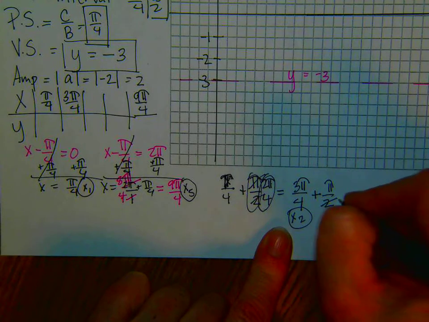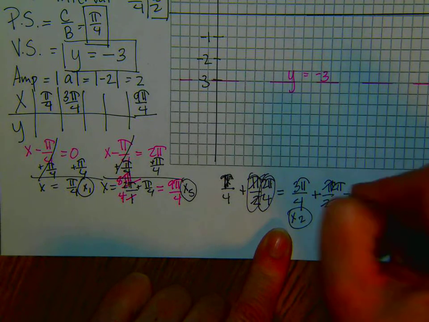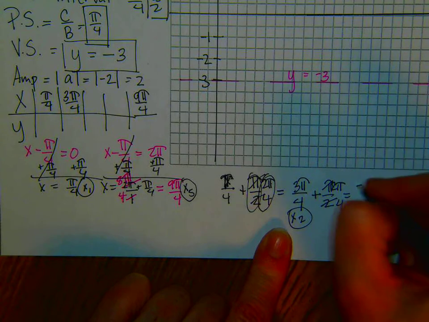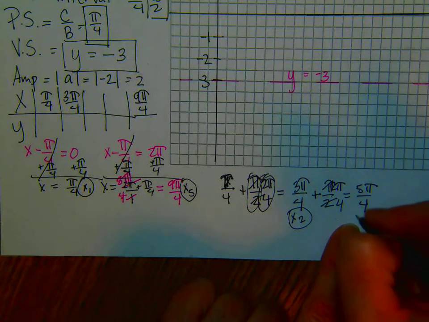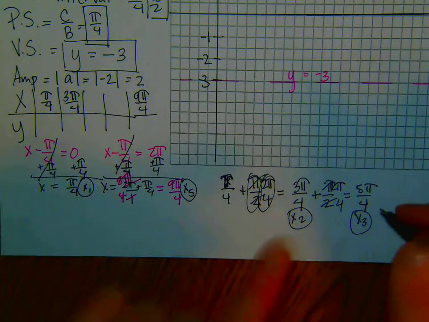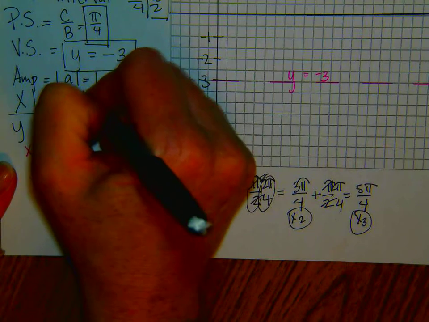We're going to get a common denominator, 2 times 4, 2 times 2 is 4, pi times 2 is 2 pi. Now what are we going to get? We're going to get 3 pi plus 2 pi is 5 pi over 4. This is going to be our x3 value. We're going to put it in the chart, 5 pi over 4.